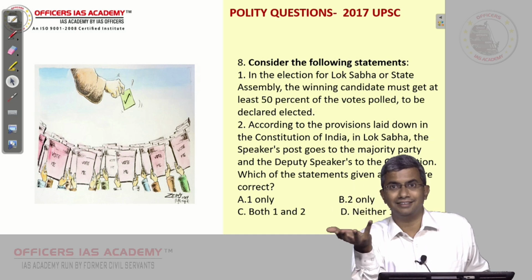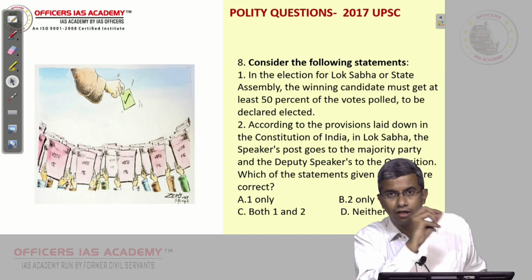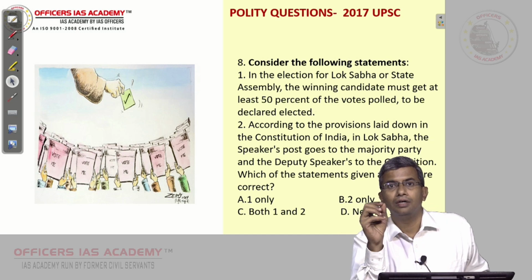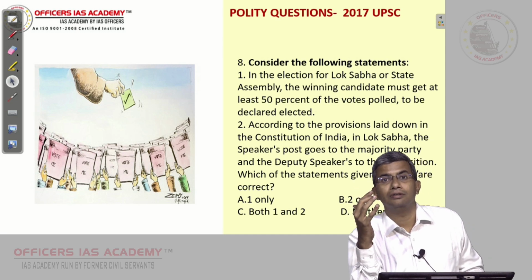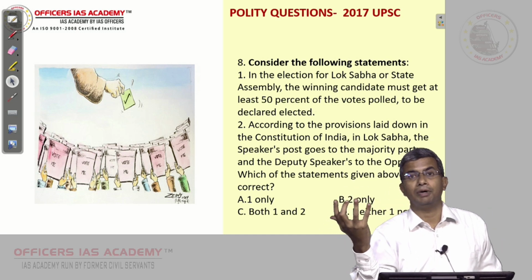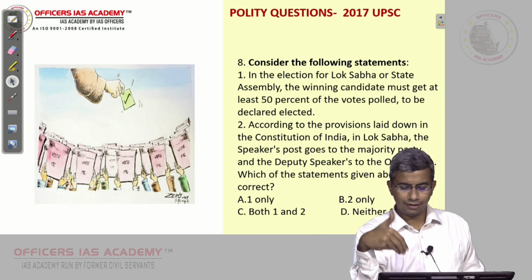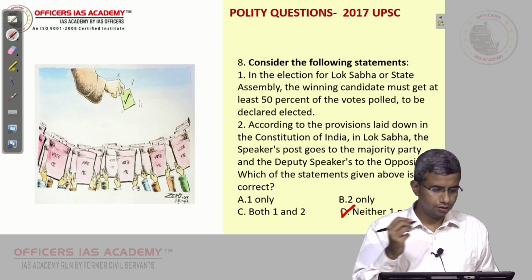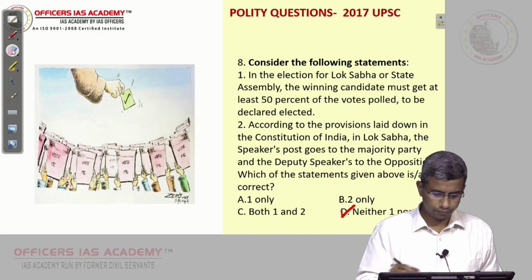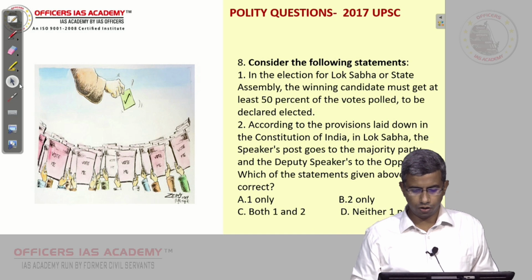It is not as per the provisions of the Constitution of India. It is a practice. Convention means what? It is not written in any law or any rule. It's just a practice which has been followed, which is a convention from the 10th Lok Sabha. So the correct answer is neither 1 nor 2. Yes, the answer for this is D. Neither 1 nor 2.